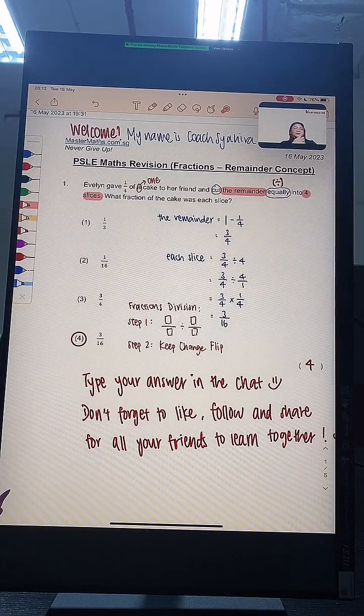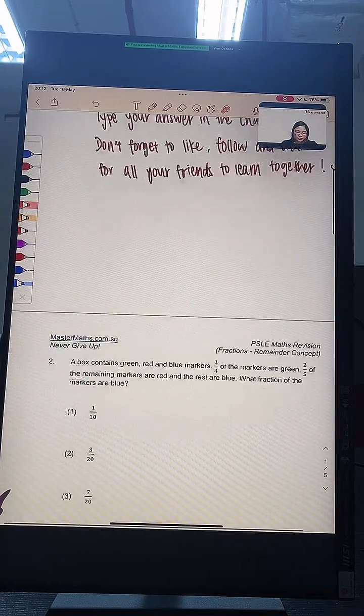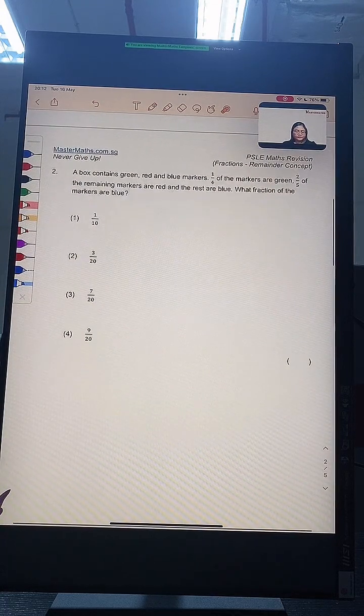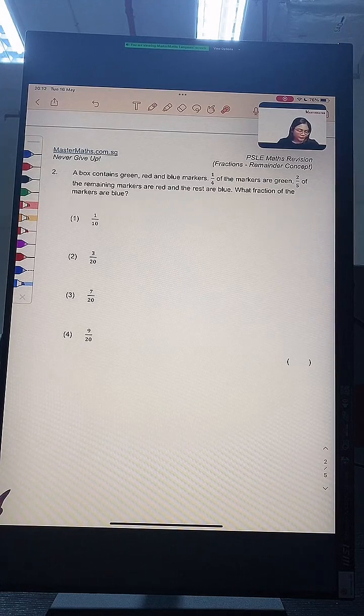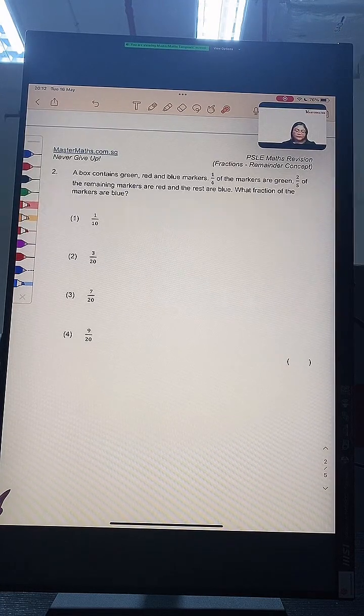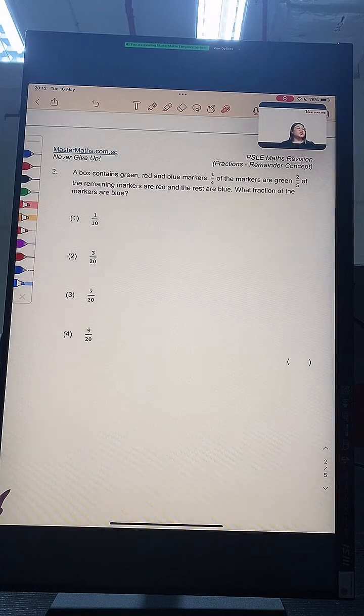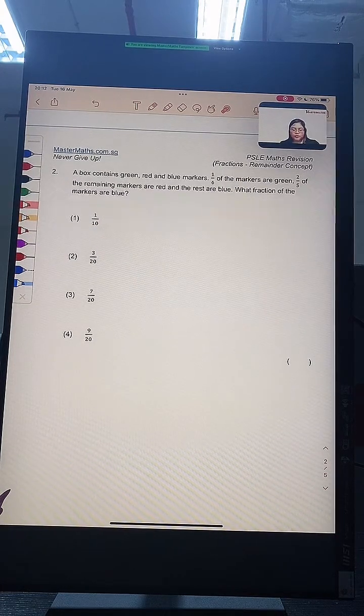Okay. Great. Let's move on. Question number 2. A box contains green, red and blue markers. 1/4 of the markers are green, 2/5 of the remaining markers are red, and the rest are blue. What fraction of the markers are blue?